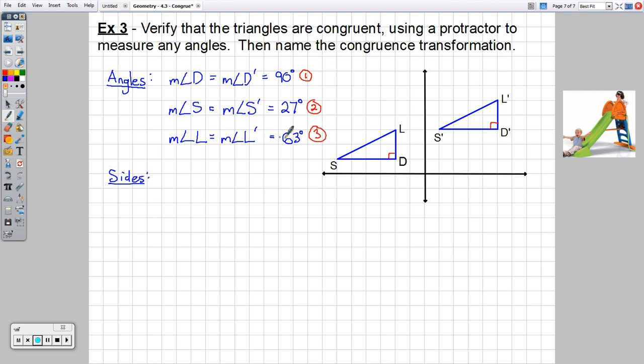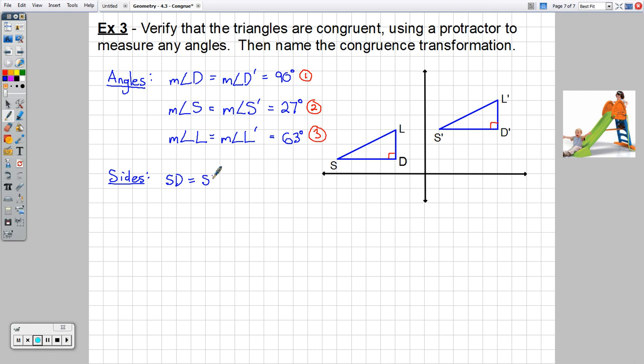The sides, SD and S prime D prime, very easy. LD, L prime D prime, very easy. Why do you say that, Mr. Wagner? Well, just count the jumps. This one's horizontal, this one's vertical. We don't need to use distance formula, Pythagorean theorem, anything like that on that one.